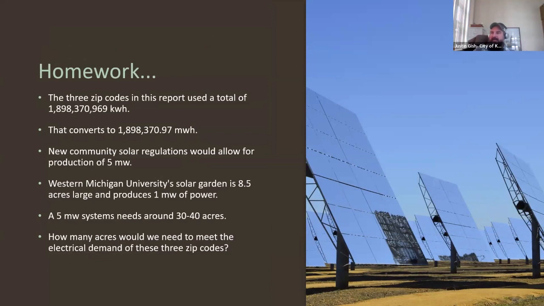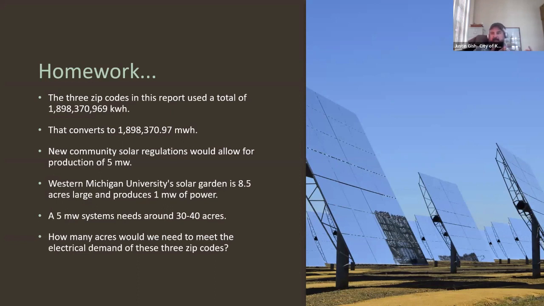And then here's some homework, because I know I've talked to some of you about community solar, and I've been really trying to dive into that. Not to say that there's no place for it, but I don't know how it fits into the city exactly. I'll talk about some of the conversations I had with the community solar lobby too. Just based on those 3 zip codes and the energy data that Consumers gave me, you're looking at 1.8 billion kilowatt hours for residential, commercial, and industrial.